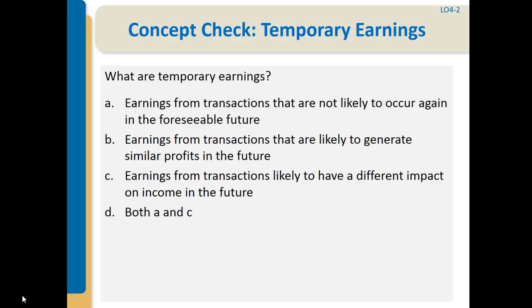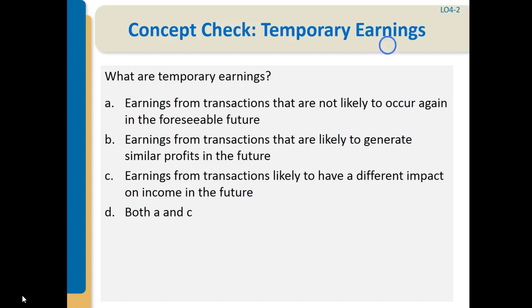really is. Let's look at a question here for you. What are temporary earnings? A, earnings from transactions that are not likely to occur again in the foreseeable future. B, earnings from transactions that are likely to generate similar profits in the future. C, earnings from transactions likely to have a different impact on income in the future. D, both A and C.